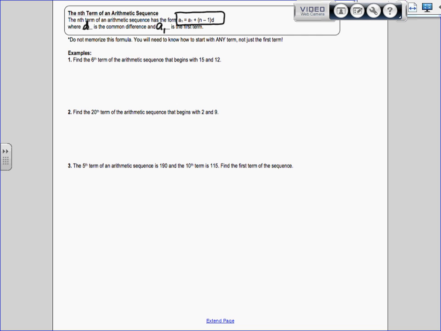So it says find the 6th term of the arithmetic sequence that begins with 15 and 12. So if I have 15 and then I have 12, I can easily tell what my common difference is. How am I changing 15 to go to 12? I'm subtracting 3, so my D is -3. This is not a hard problem to do without any formulas. If I asked you the 6th term, you would subtract 3, I'm going to get 9, subtract 3, I get 6, subtract 3, I get 3, and then I get 0. That's the 6th term. Easy, no math done.